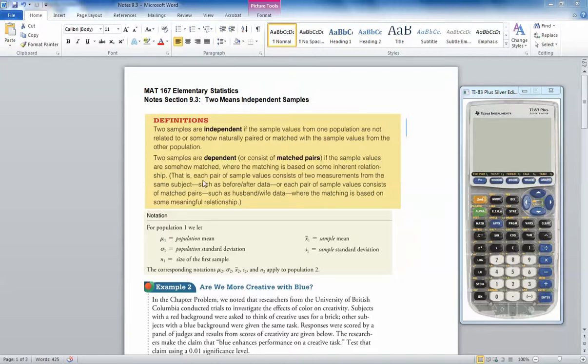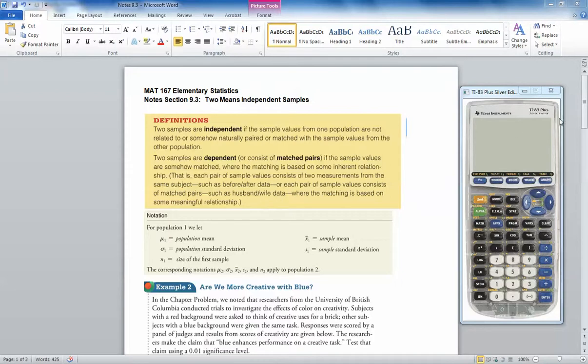That is, each pair of sample values consists of two measurements from the same subject, such as before, after, or pre-test, post-test, or each pair of sample values consists of matched pairs, such as husband-wife data, where the matching is based on some meaningful relationship. Some studies are done with twins, so that would be a matched pair as well.